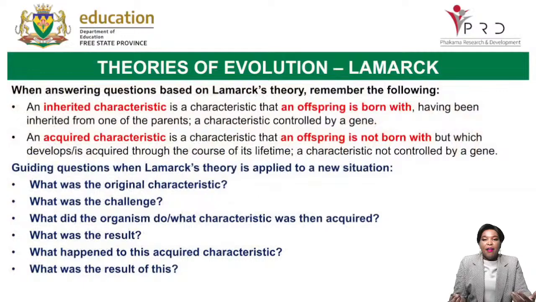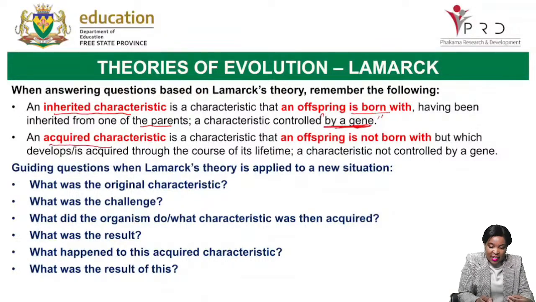Then there are a few things that I would like for you to remember when you are doing this. Please remember that an inherited characteristic is a characteristic that an offspring is born with, having been inherited from a parent, and a characteristic is controlled by a gene. This is very important. Whatever you inherit from your parent, you don't inherit just by talk or by just doing. It must come through genes. So you inherit it by genes.